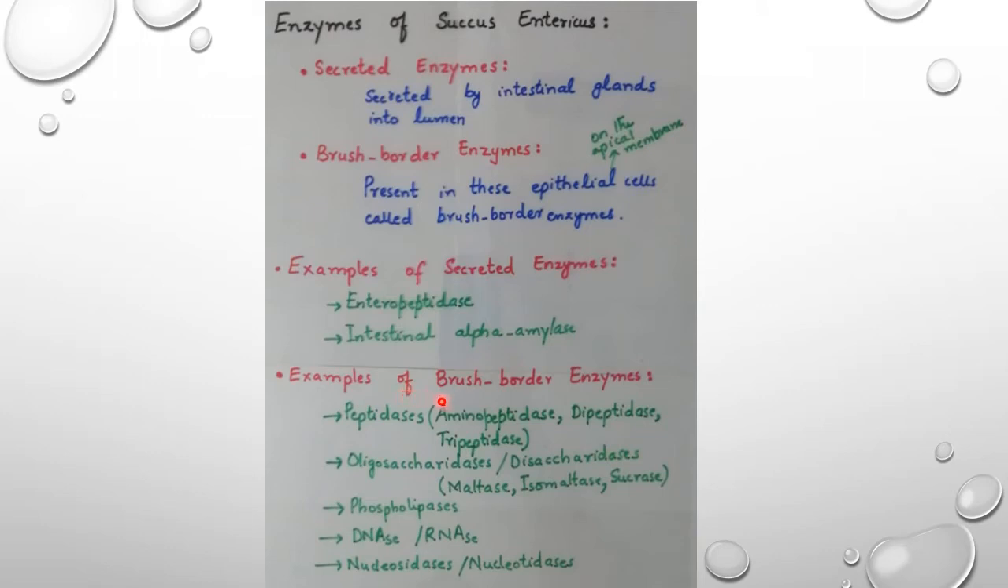The enzymes that constitute brush border enzymes are peptidases, for example aminopeptidase, dipeptidase, or tripeptidase. Then among oligosaccharidases and disaccharidases, we have maltase, isomaltase, and sucrase. Phospholipases, DNases, RNases, nucleosidases, nucleotidases, these are all examples of brush border enzymes.